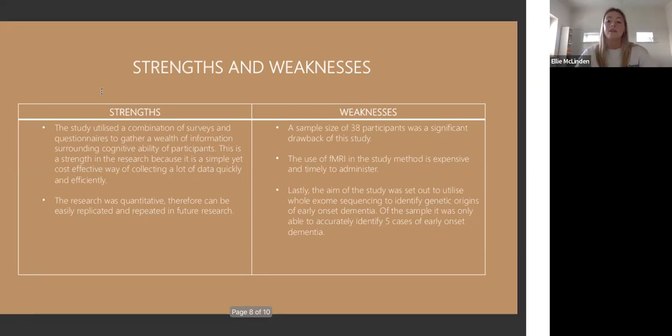Lastly, the aim of the study was to set out to utilise whole exome sequencing to identify genetic origins of early onset dementia. Of the sample, it was only able to accurately identify 5 cases of early onset dementia. Thus, we are forced to question whether the limitations of the next generation sequencing technology may fail to accurately explore the genetic cause of early onset dementia.